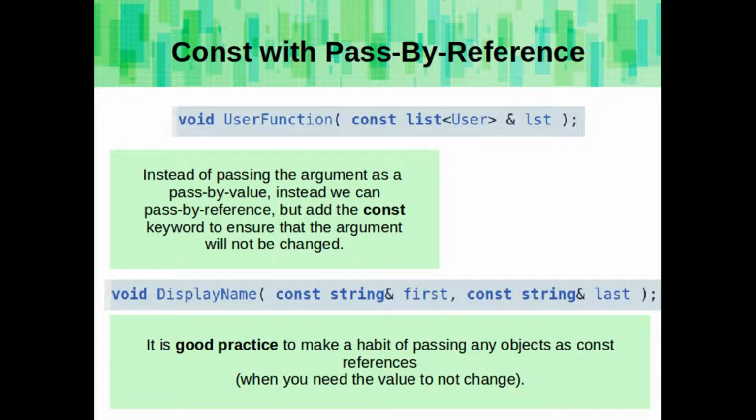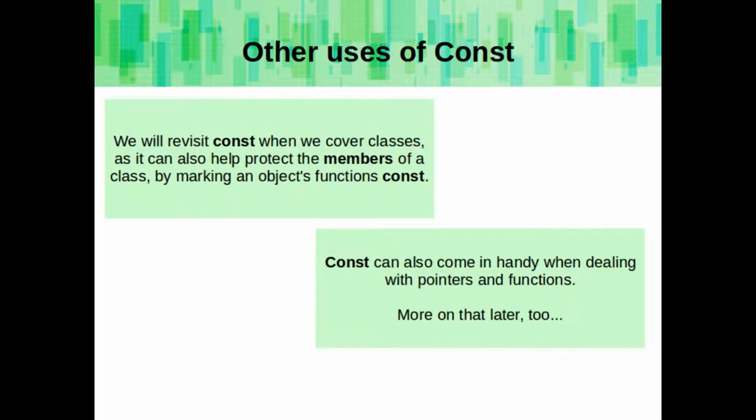Instead of passing the argument by value, we can pass it by reference, but add the const keyword to ensure that the argument will not be changed. It is good practice to make a habit of passing any objects as const references, unless you need the value changed, then just as a reference. We will also revisit const when we cover classes, as it can also help protect the members of a class. Const can also come in handy when dealing with pointers and functions, so more on that later.